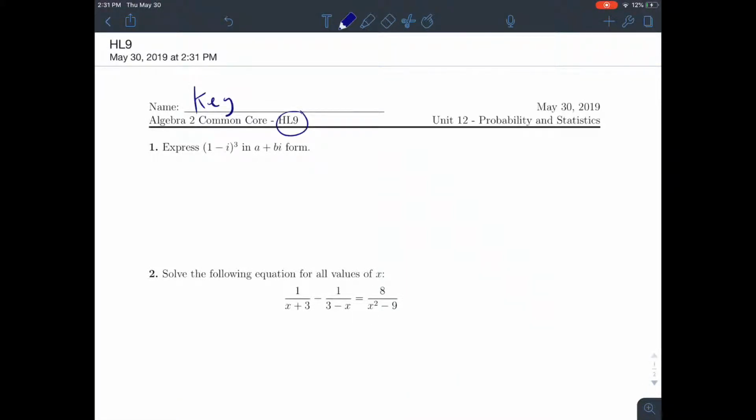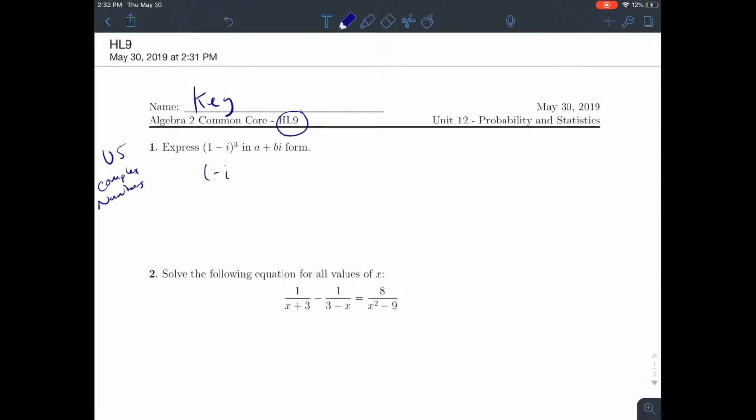This one's going to be all review. So express (1 minus i) cubed in a plus bi form. This is Unit 5, complex numbers, if you needed a refresher. But I think you'll be good based on the work that we did in class today.